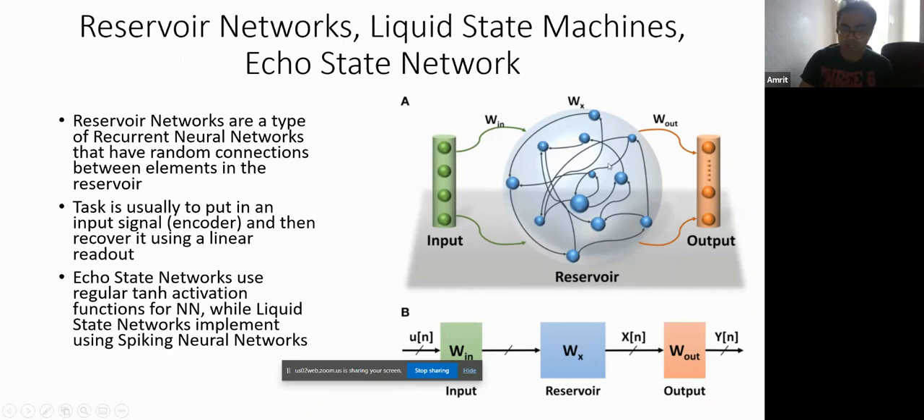And once the information is in this reservoir, you have a layer that basically takes out the readings of the activity of the reservoir and then tries to reconstruct back the input. So the idea is that you have some part in your brain where you constantly put new trains of information. It swirls around and you pull things out.